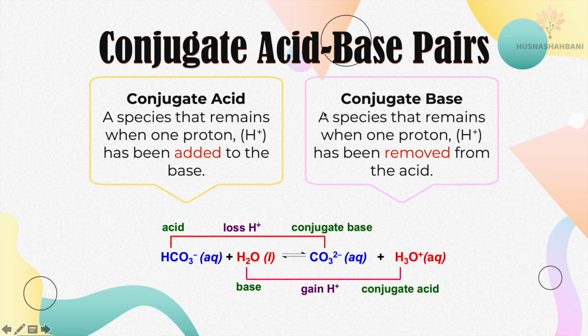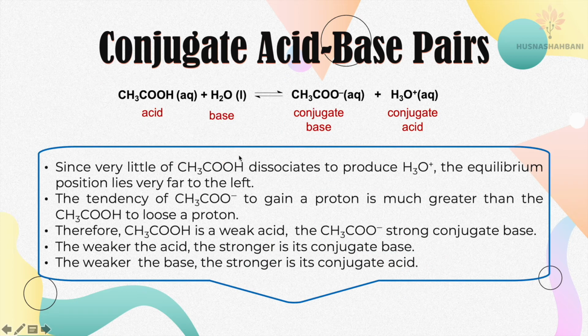While conjugate base is a species that remains when one proton, an H+, has been removed from the acid. This is acid HCO3-. This H+ is removed from the acid and becomes conjugate base CO3(2-). For example here, ethanoic acid dissociates in water to produce CH3COO- and H3O+. So this acid donates H+, becomes conjugate base. This base accepts H+ to become conjugate acid.